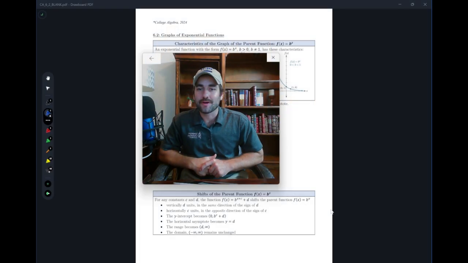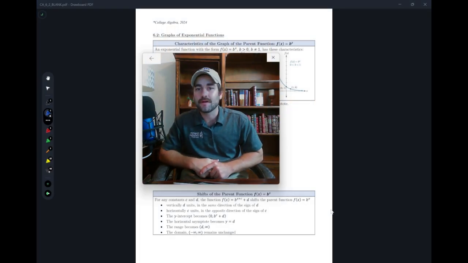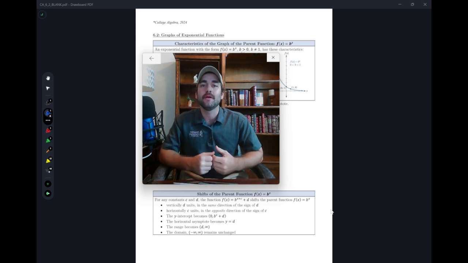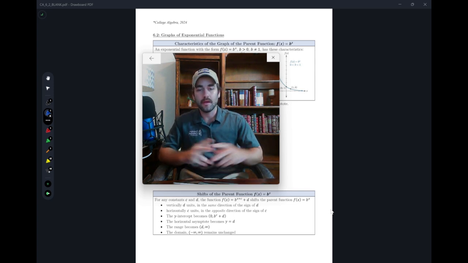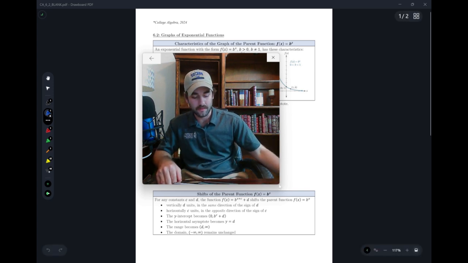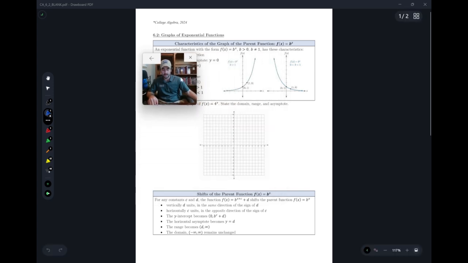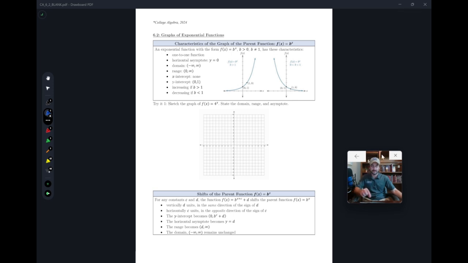Welcome back. Today we're going to be looking at the graphs of exponential functions. In section 6.1 we explored exponential functions and how to define them, how to find certain characteristics about them, and how to plug and chug numbers into them. Today we're going to be looking at the graphs and how each variable in the exponential function affects the graph.